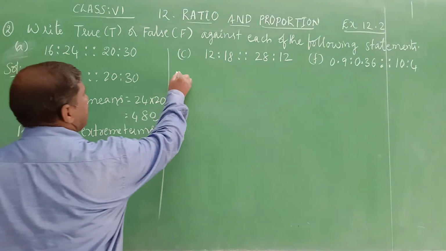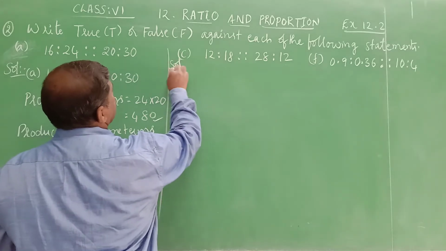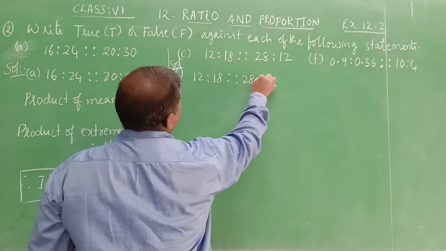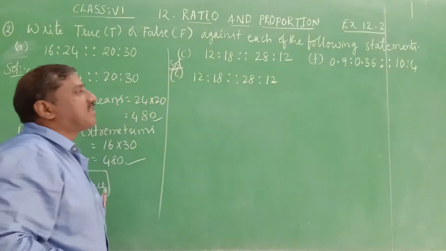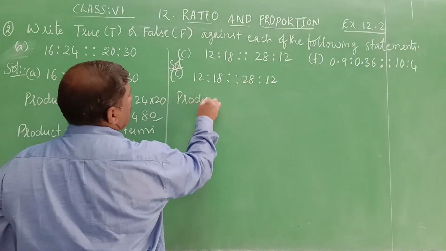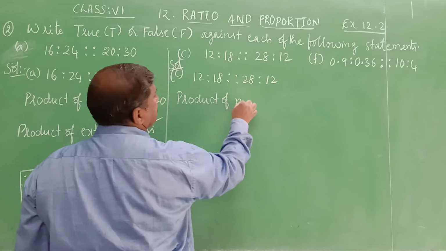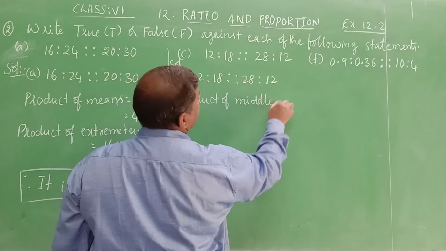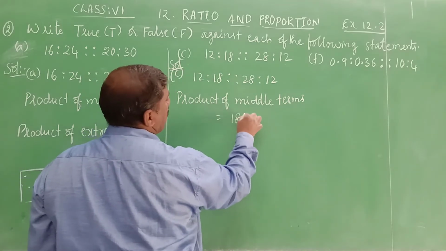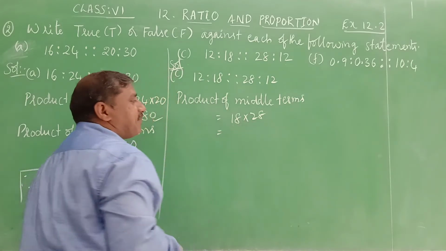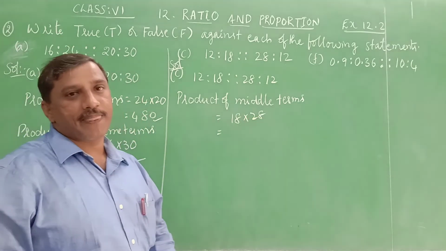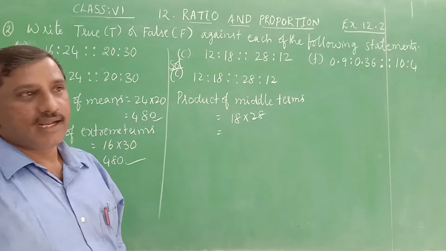Now the C bit here. C bit: 12 is to 18 and 28 is to 12. So find the product of middle terms. The middle terms are 18 and 28. Multiply 28 with 18. So what do we get here?